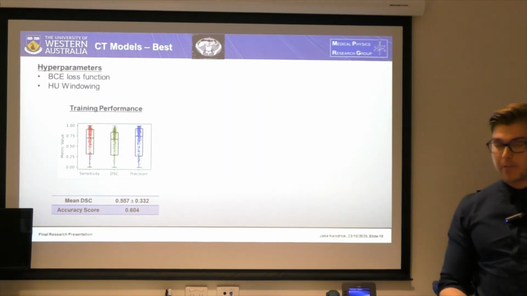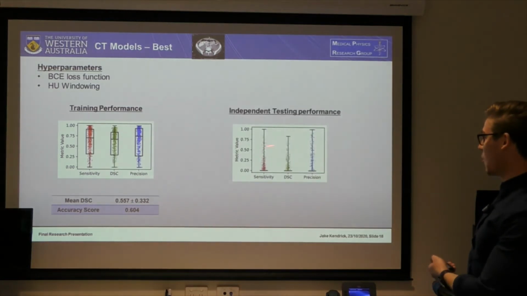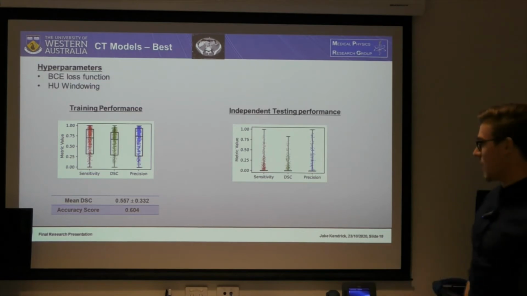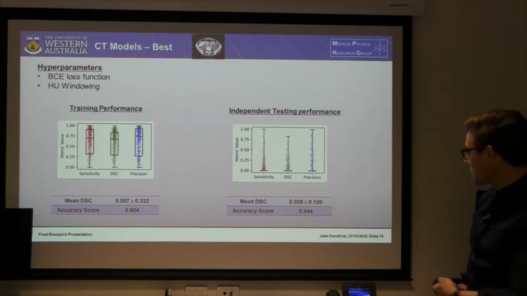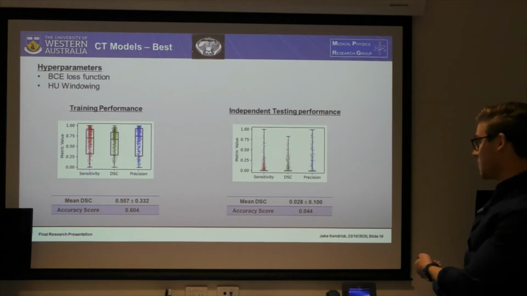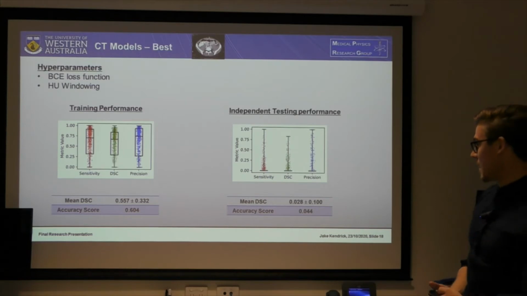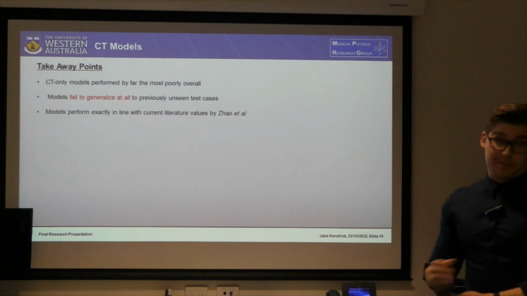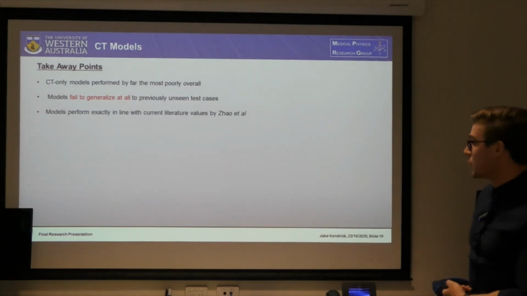However, this is only indicative of a model that is significantly overfitting to the training data, because once we go on to test it on the independent set, we're not generating basically any usable predictions whatsoever. So using just the patient CT images, we get a DICE score of 2.8% and an accuracy score of 0.044. And there's no discernible box plots basically because the upper quartile is located at 0. 75% of patient test slices is unable to generate a true positive. So they performed by far the most poorly. Overall, they failed to generalize at all to previously unseen test examples.